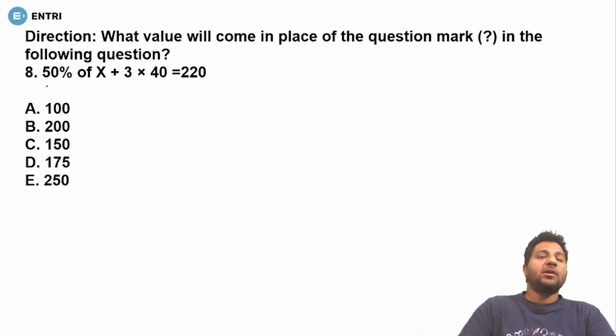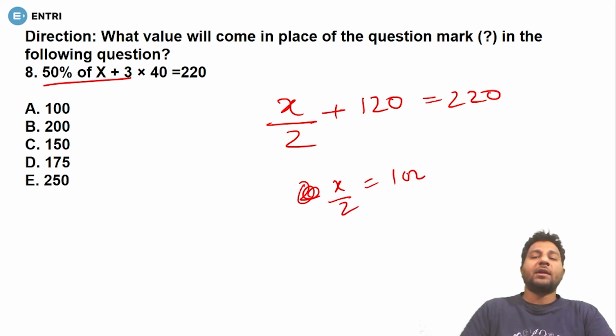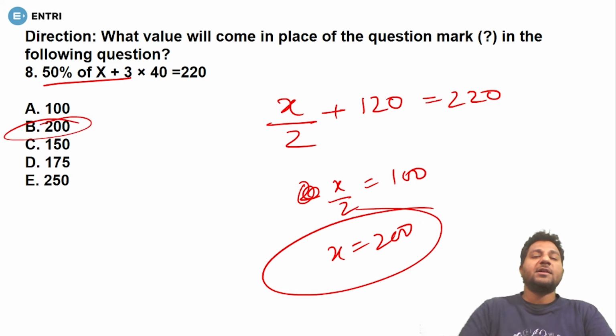Next one. Look at this. 50% of x, that means clearly x by 2, plus 3, that means 120, is equal to 220. So x by 2 is equal to 100. That means the value of x arrived as 200. You just need to solve it in your mind so you can clearly see the picture.